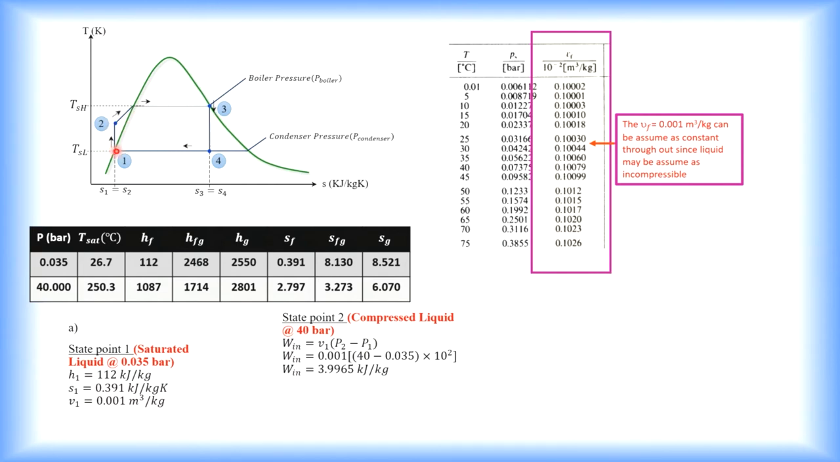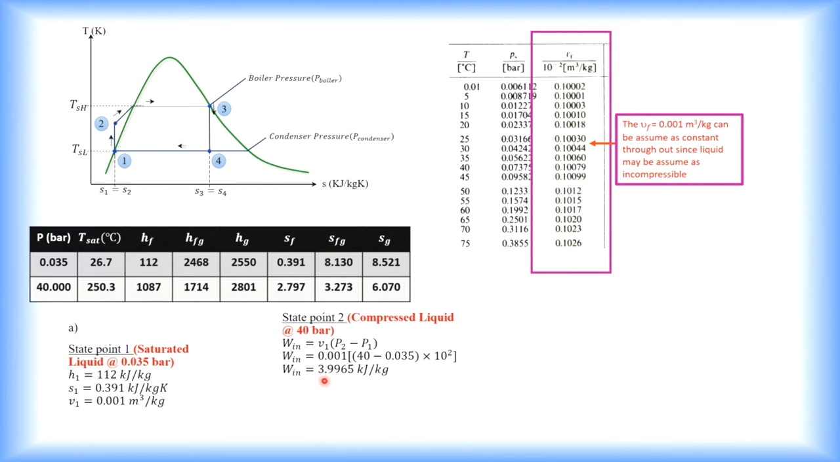And P1 is the condenser pressure. So the pressure difference here. Remember, the pressure that we take here is in bar, so that is why we multiply it by 10 to the power of 2 so that we standardize it in kilo. So V1 is 0.001 multiplied by this. You've got the work input for the pump part. It is 3.9965, or when you round it up, almost 4 kilojoules per kg. So that is the work input, okay?